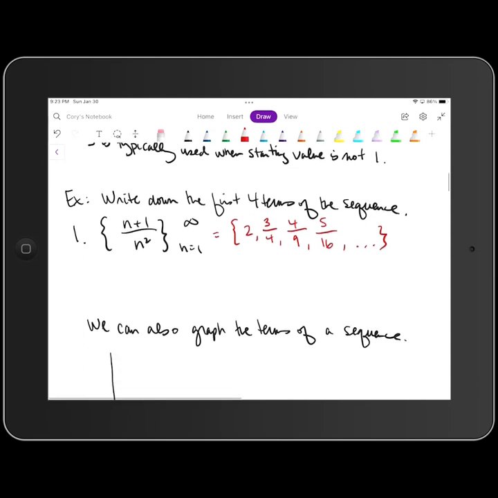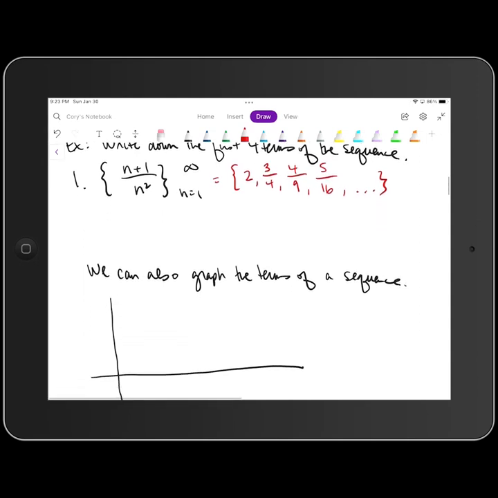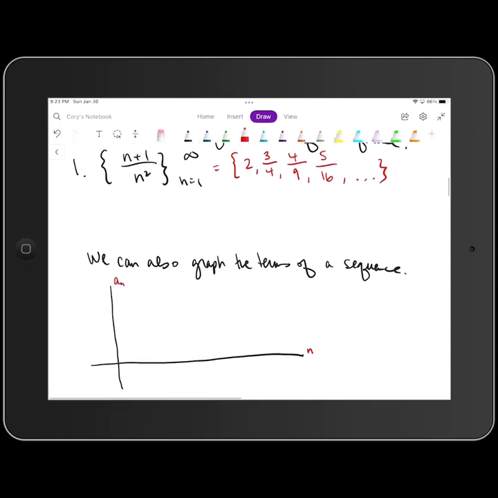Okay, now what we can also do is we can take the terms of a sequence and graph them. So if I take the terms of the previous sequence and then want to sketch a graph of what that sequence looks like, when you make a coordinate plane, your x-axis is going to be your n values, so those are like your inputs, and then your y-axis is going to be your a sub n values, or your outputs.